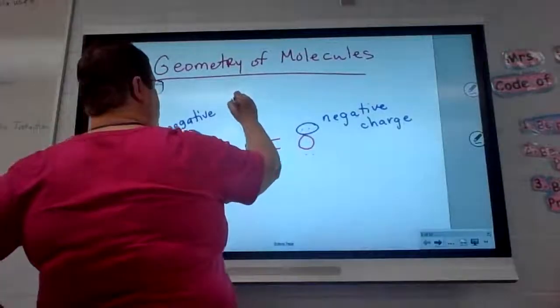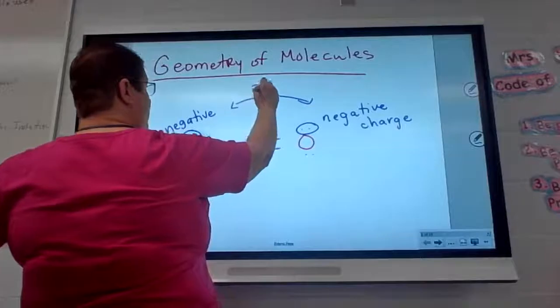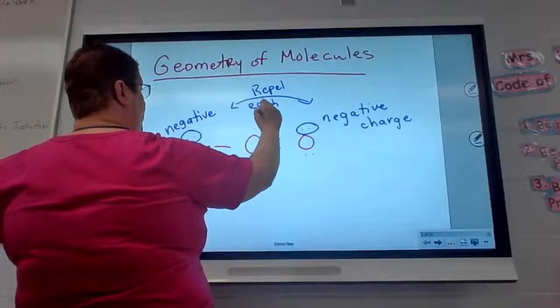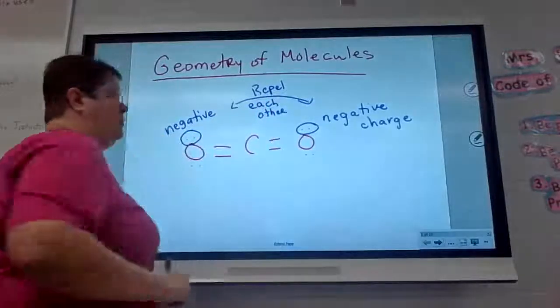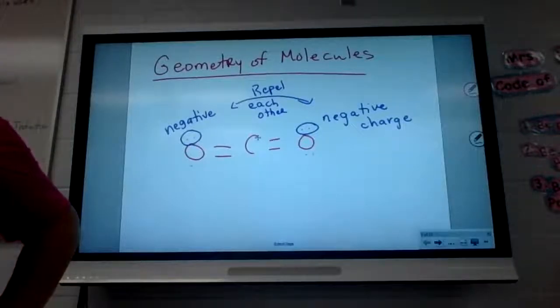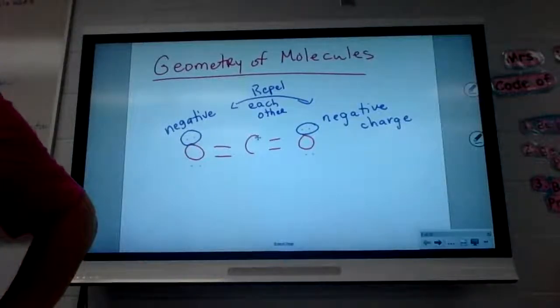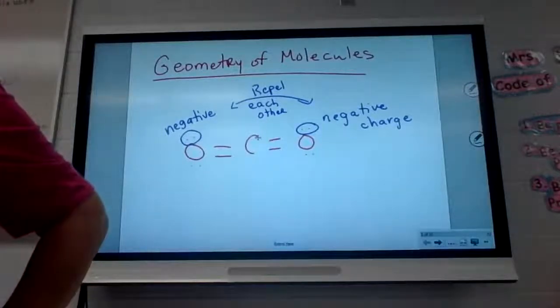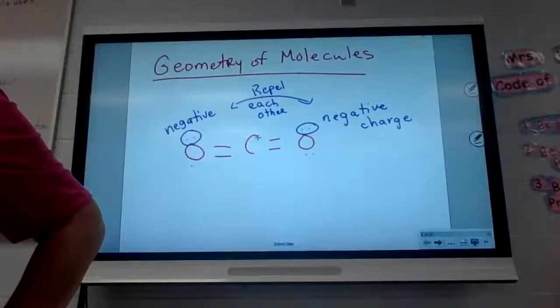These two negative charges repel each other, all right? Now, when I say repel each other, do y'all know what the word repel means? They get away. They push apart, okay? So, in a plane, they push each other as far away from one another as they can get, all right? They don't like each other. So the molecule arranges themselves so they can be as far from one another as humanly possible, okay?